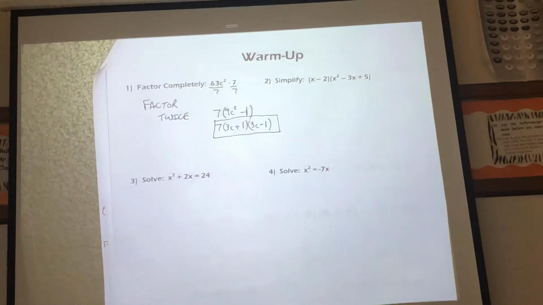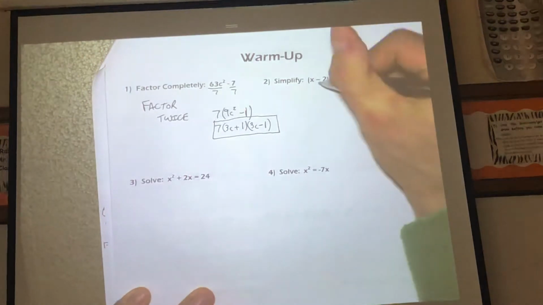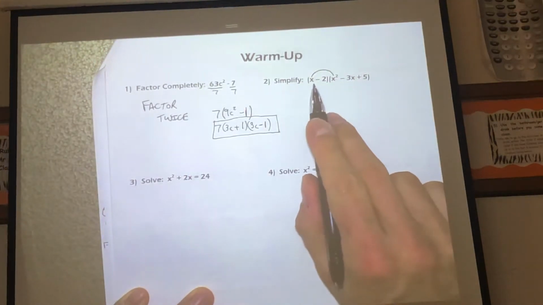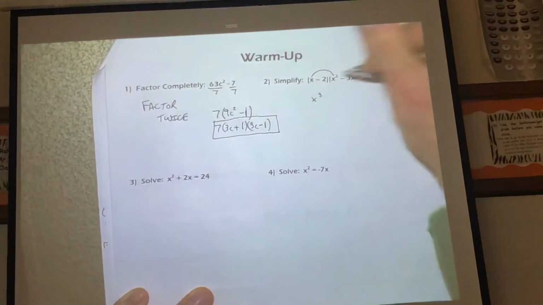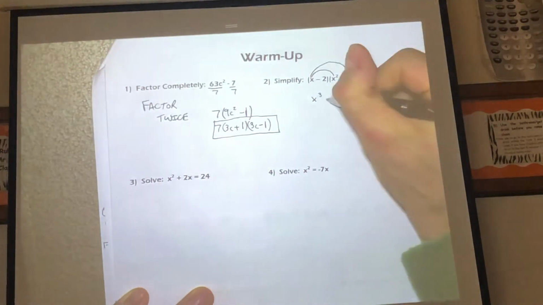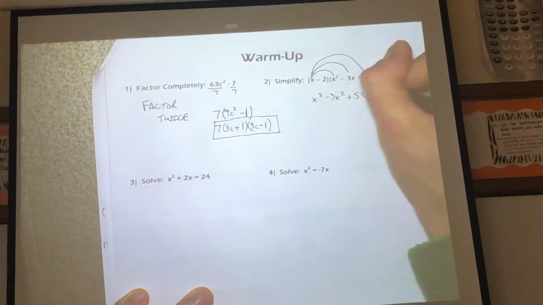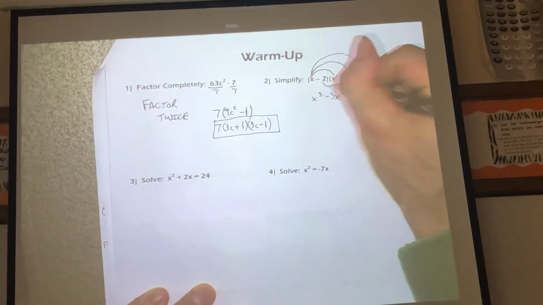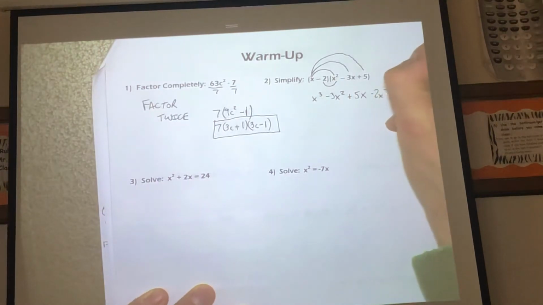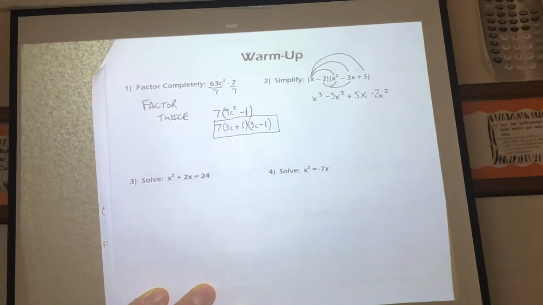For number 2, we have a binomial times a trinomial. You can do this by double distribution, similar to FOIL. You can also use the box method. I'm going to distribute this x times each of these terms. So x times x squared would be x cubed. X times negative 3x would be negative 3x squared. X times 5 would be 5x. I am then going to distribute negative 2 times x squared, which is negative 2x squared. Negative 2 times negative 3x would be positive 6x. And negative 2 times 5 would be negative 10.